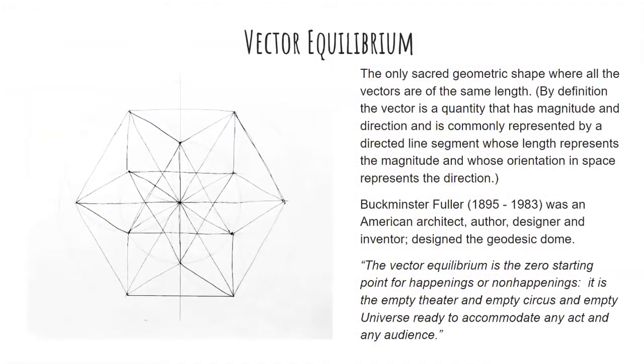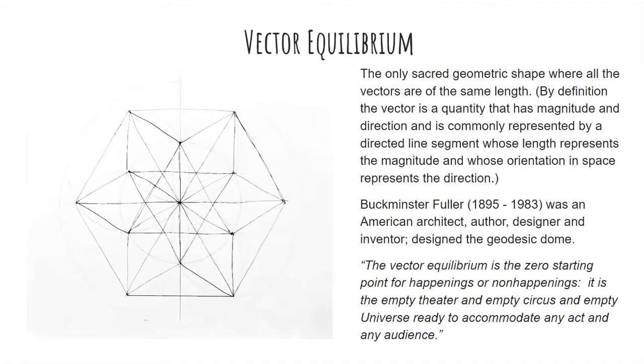This is why I decided to use the vector equilibrium, the only sacred geometric shape where all the vectors are of the same length. By definition, a vector is a quantity that has magnitude and direction, and is commonly represented by a directed line segment whose length represents the magnitude and whose orientation in space represents the direction.